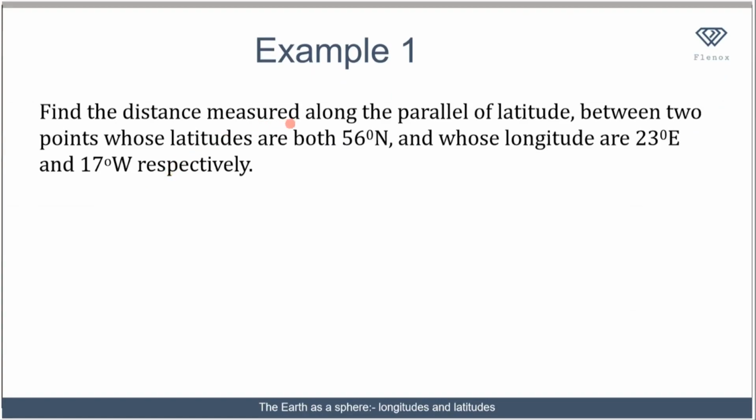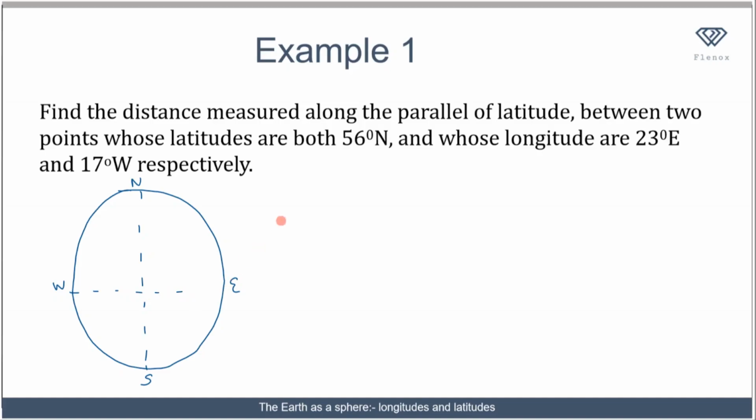Here I'm asked to find the distance measured along the parallel of latitude between two points whose latitudes are both 56 degrees north, and whose longitudes are 23 degrees east and 70 degrees west respectively. As usual, the first thing to do is try to sketch out our problem. When we sketch it out, we have our north, south, west, and east. Both of them lie on 56 degrees north, so both of them lie in this position. So this is 56 degrees north over here.